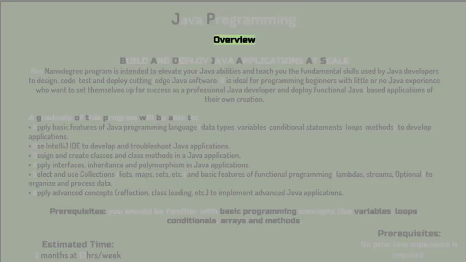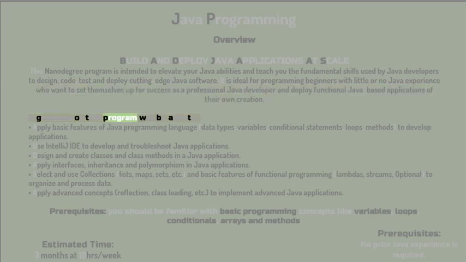Java Programming Overview. Build and deploy Java applications at scale. This nanodegree program is intended to elevate your Java abilities and teach you the fundamental skills used by Java developers to design, code, test and deploy cutting-edge Java software. It is ideal for programming beginners with little or no Java experience who want to set themselves up for success as a professional Java developer and deploy functional Java-based applications of their own creation.